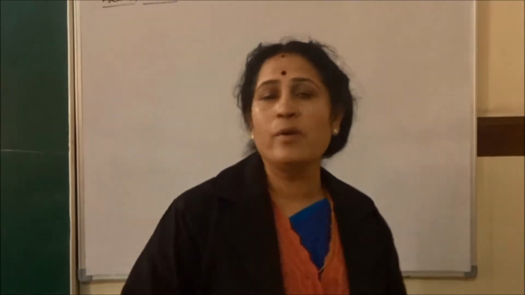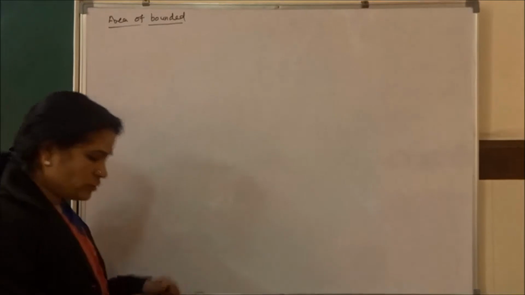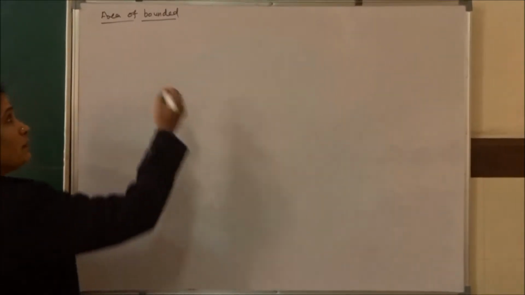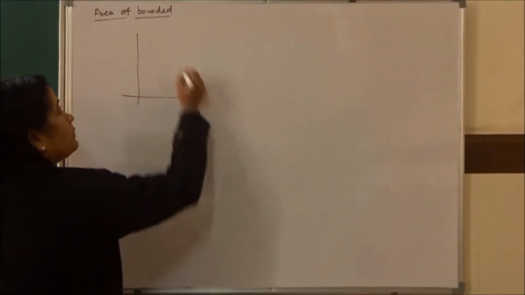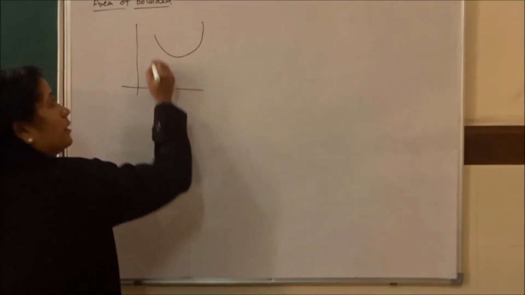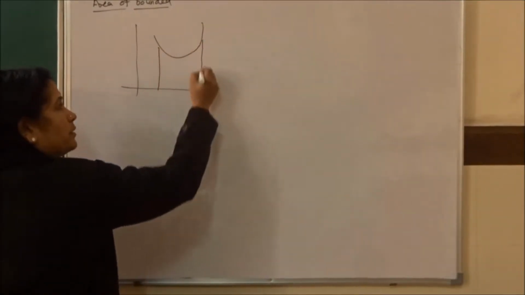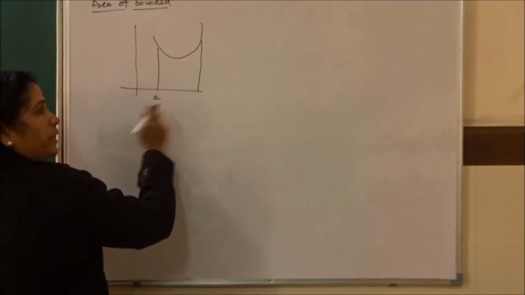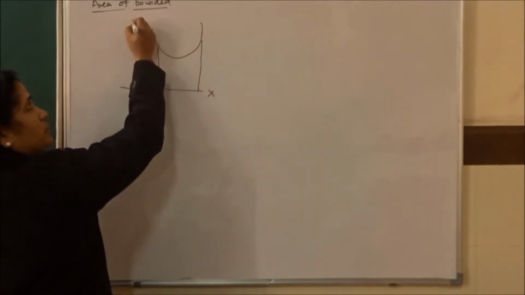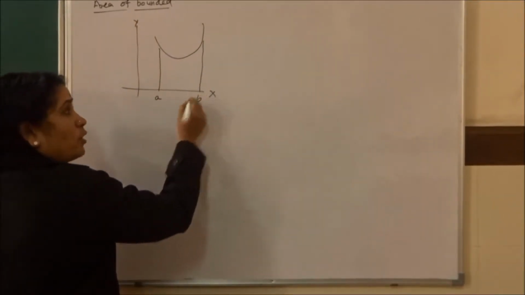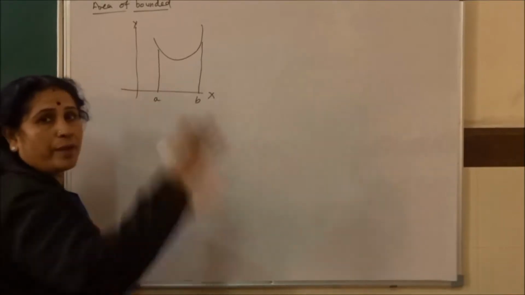Clear? Now, the next topic is area bounded. Let us see area bounded. Suppose the curve is like this, okay? Area is always under the curve. This is the x-axis and this is the y-axis. Limit is always x-axis, not y-axis.